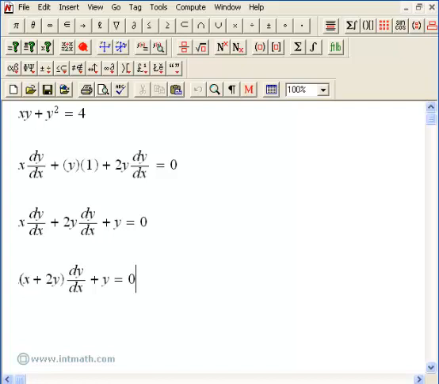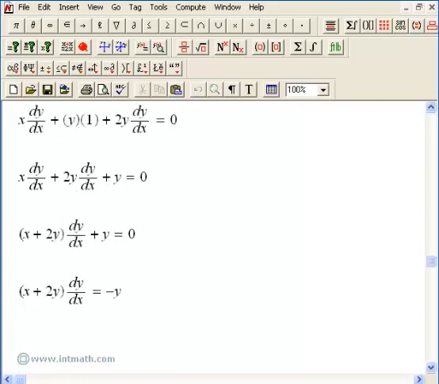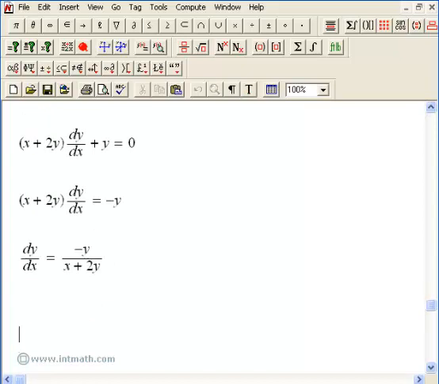Now we can solve that for dy/dx quite easily. We subtract y from both sides, so we're going to have this thing minus y equals minus y, and then we can write dy/dx equals that negative y over the x plus 2y. So, that's our first derivative.